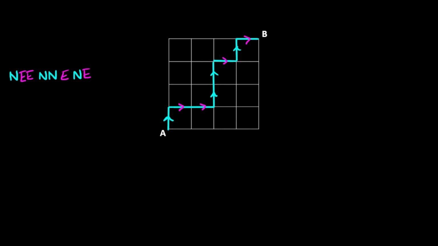And we can start to see this as actually just a series of letters, and 4 of those letters have to be N's and 4 of those letters have to be E's. Let's look for another path. Maybe even a simpler path would be to start from A and go all the way over to the right first, and then go all the way up last.